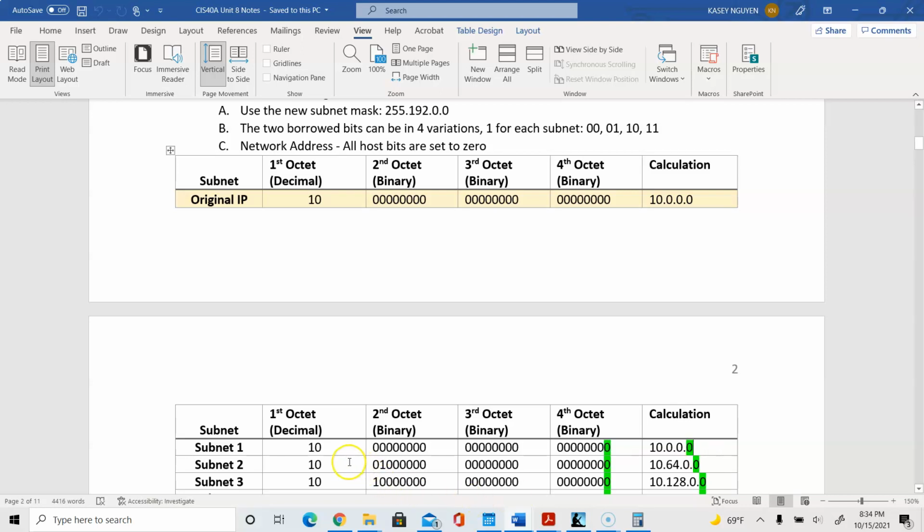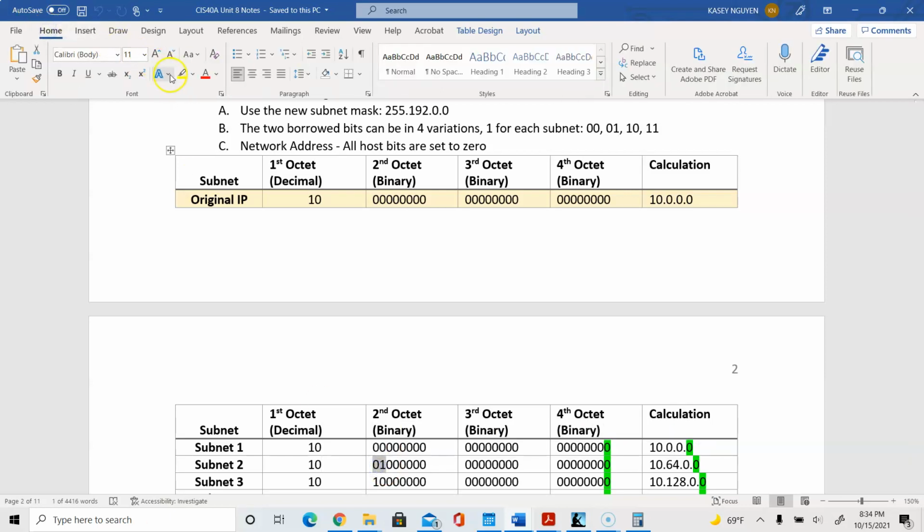For the second subnet, what we need to do is take a look at the 01, which is the second variation. That will be our second network. And if we convert this from binary to decimal, we would have a 64. So then we would have 10.64.0.0. And where did I get this 01? Because it would be one of the variations where we would be able to borrow the 2 bits into the host.